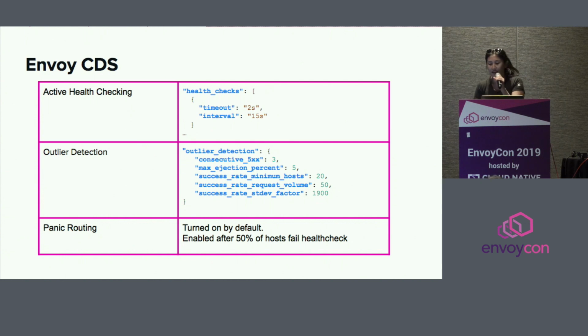The last piece of information that we need to go over is how we configured our CDS. We have active health checking turned on at an interval of 15 seconds. We have outlier detection enabled, so if a service or a host is sending a consecutive number of 500s, or 5xx, it'll get ejected temporarily from the service mesh. And we also have panic routing enabled, which is turned on by default. What that means is that if 50% of the hosts fail health checks, it will start ignoring health checking status and route traffic everywhere.